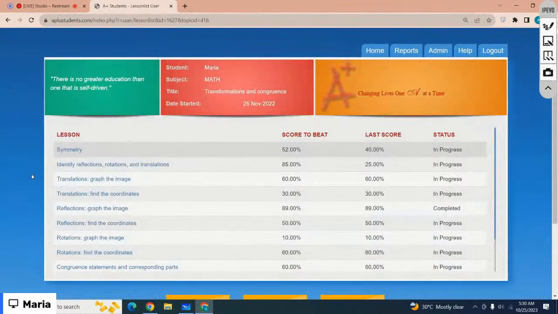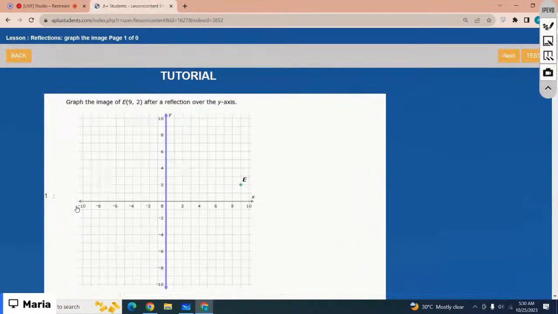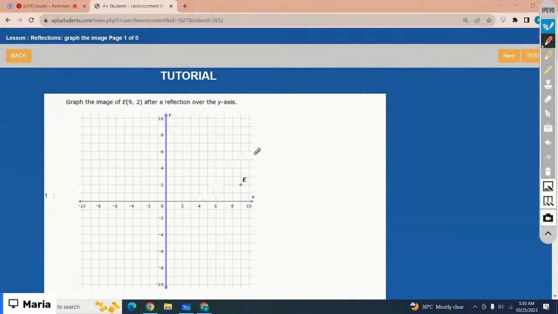Reflections, graph the image. Okay, graph the image E (9, 2) after a reflection over the y-axis. So the reflection over the y-axis, that is the y-axis. It would be then here. That is the reflection of F.